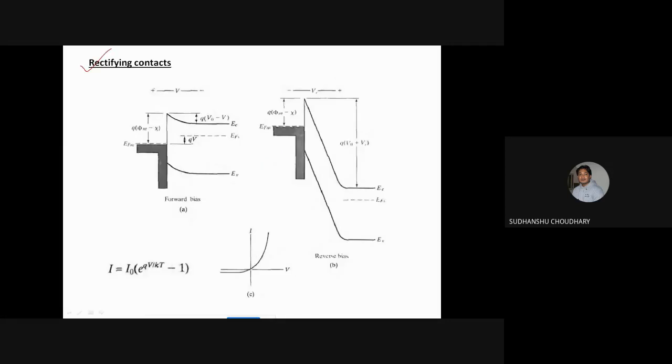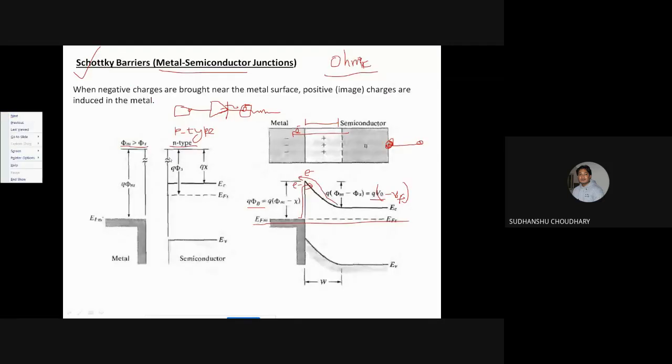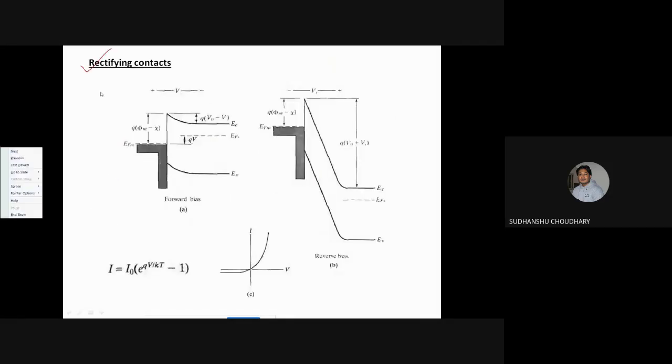So before ohmic contacts, let us also talk about rectifying contacts. These Schottky barriers or Schottky diodes or Schottky contacts are also called rectifying contacts, because these devices conduct only for one type of bias polarity. That is, they will conduct only for positive bias and they will not conduct for negative bias.